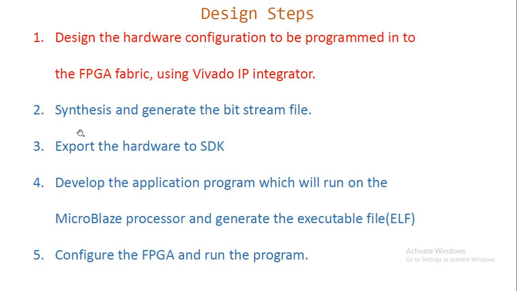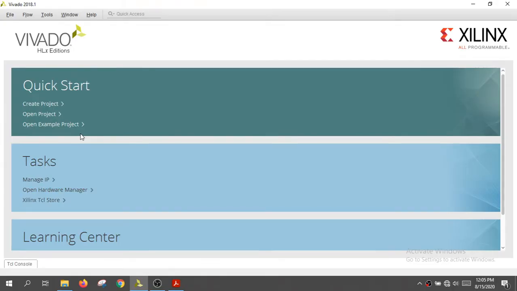So let's get started. The first step is the design of the hardware configuration in the Vivado IP integrator. I am using the Vivado 2018.1 version. So this is how it looks when you start Vivado. So I'll go to create project.